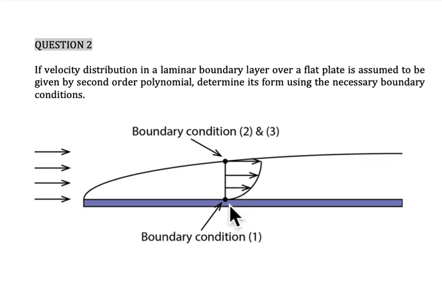So this is our boundary condition. As its name says, it is the condition at the boundary between the flat plate and the velocity profile, and the boundary of the velocity profile and the free stream velocity.